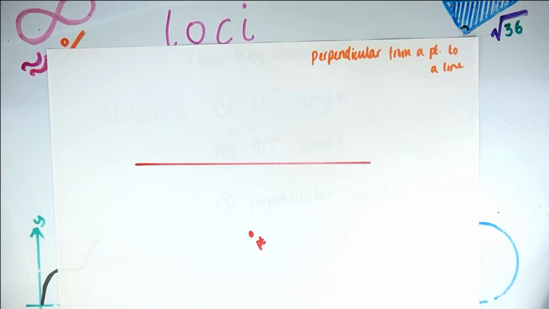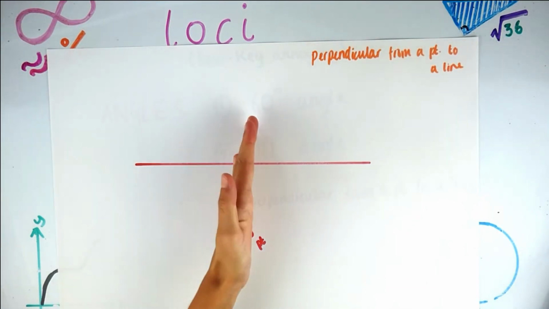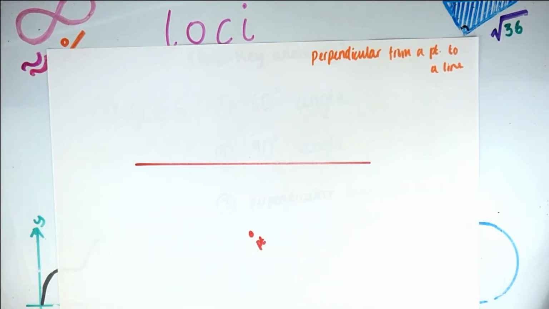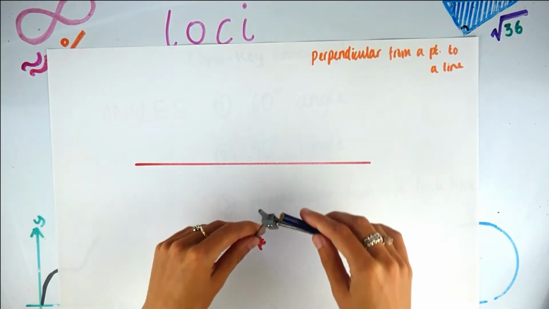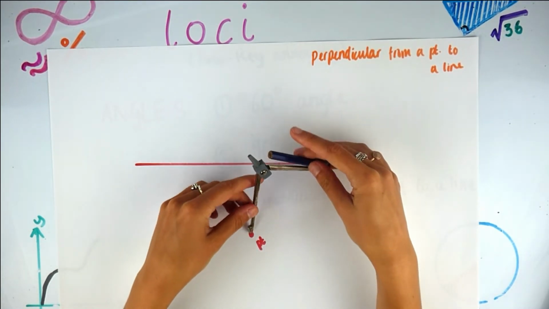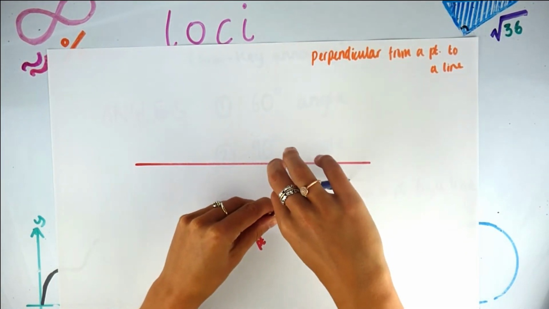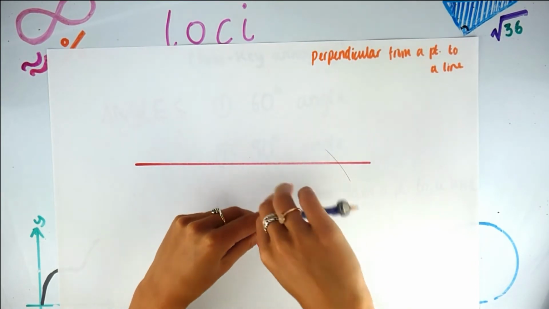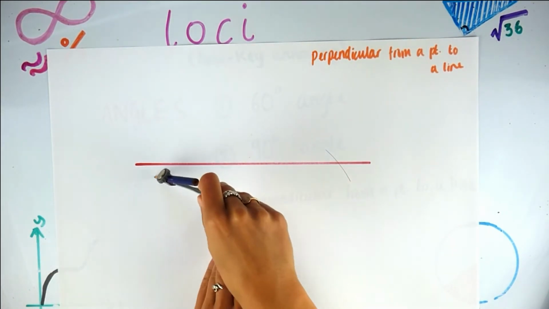Okay, so this is our final one of this angle section, and it's a perpendicular from a point to a line. So perpendicular means 90 degrees. So you want a line that is going to cut this at 90 degrees. So it is very similar to creating our 90-degree angle. So let's have a look at what you do. First thing you do is you set your compass a distance apart and you put it on your point. And you mark a point on this side, and you also do it on this side.